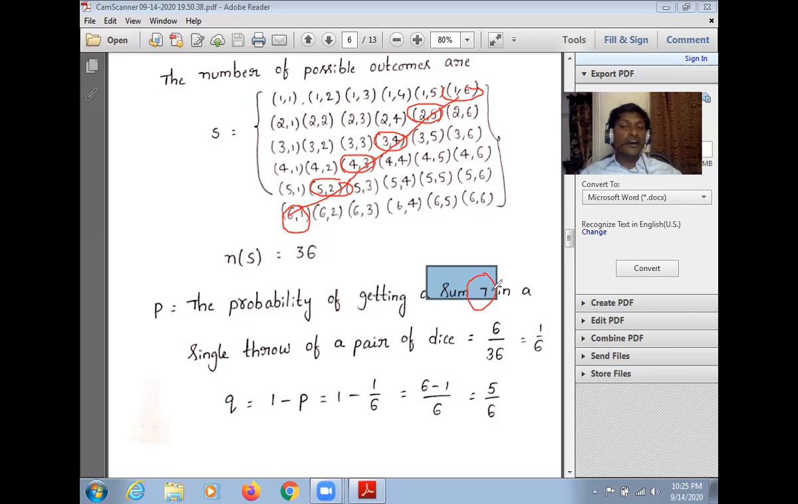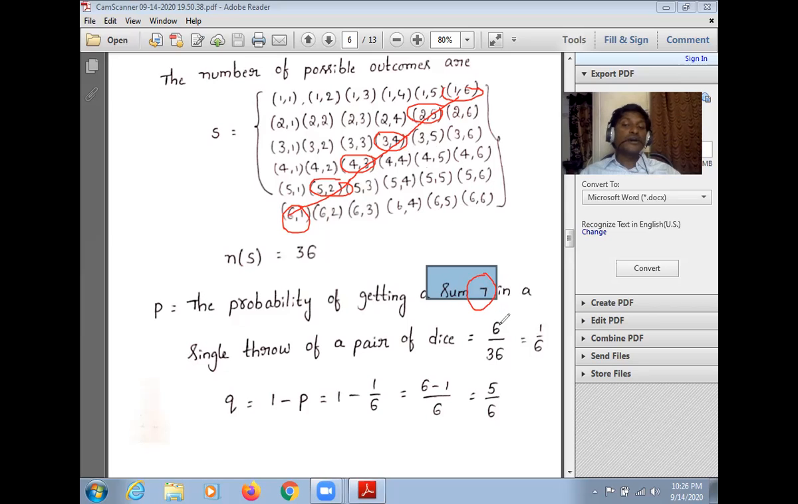Here, instead of sum, they may mention product 12. So for product 12, what are the possibilities we may get? Product 12 is nothing but 4 into 3, 3 into 4, 6 into 2, 2 into 6. Those are the possibilities, right? These things people learn in the first unit, right? You will learn it the same way in the first unit. So here it is having sum 7.